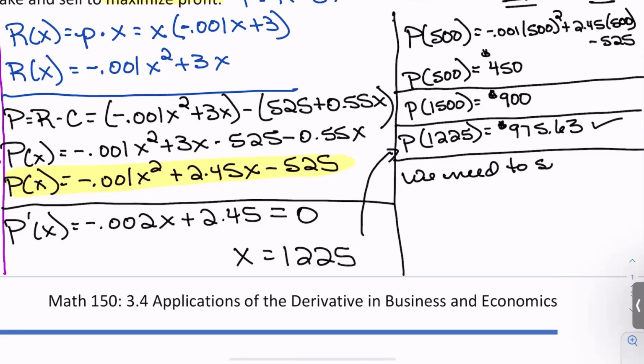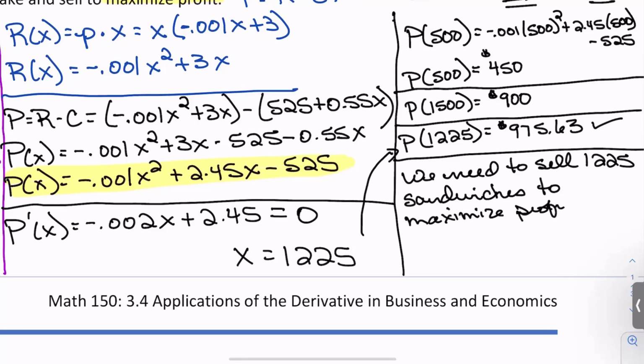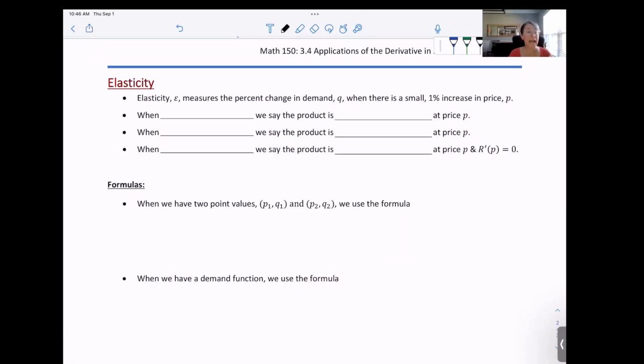We need to sell 1,225 sandwiches to maximize profit at $975.63. All right, so we have one more concept in this section. It's called elasticity. Now, if you have taken microeconomics, you may have already studied the concept of elasticity, but basically it measures the percent change in demand when there is a small percent increase in price.